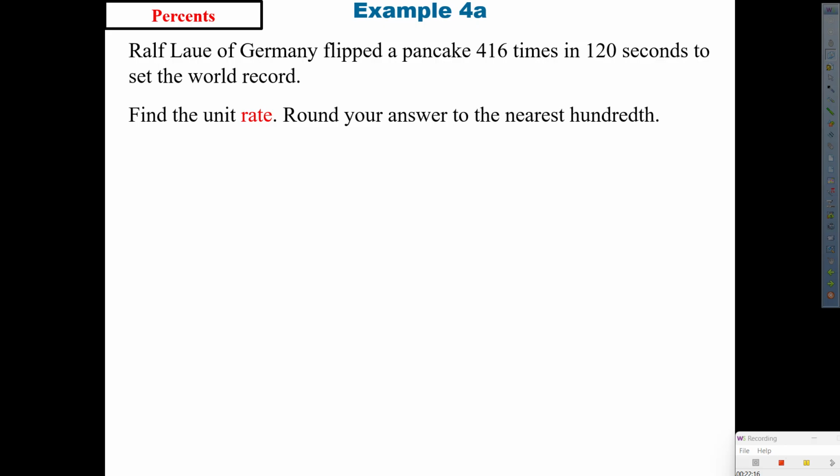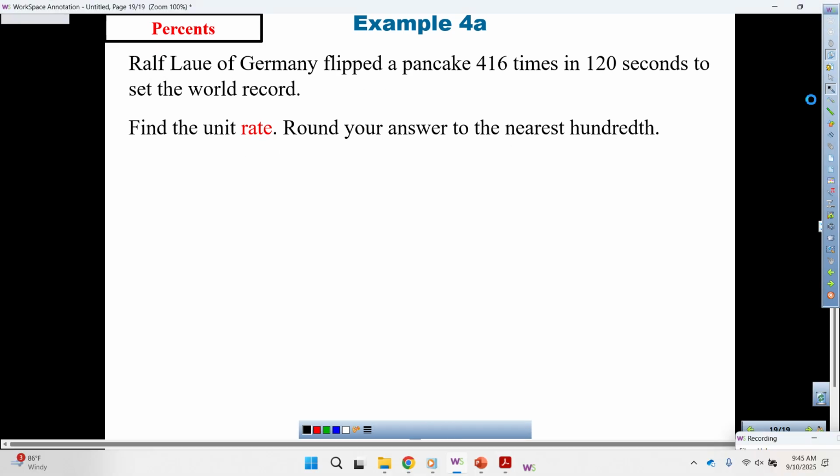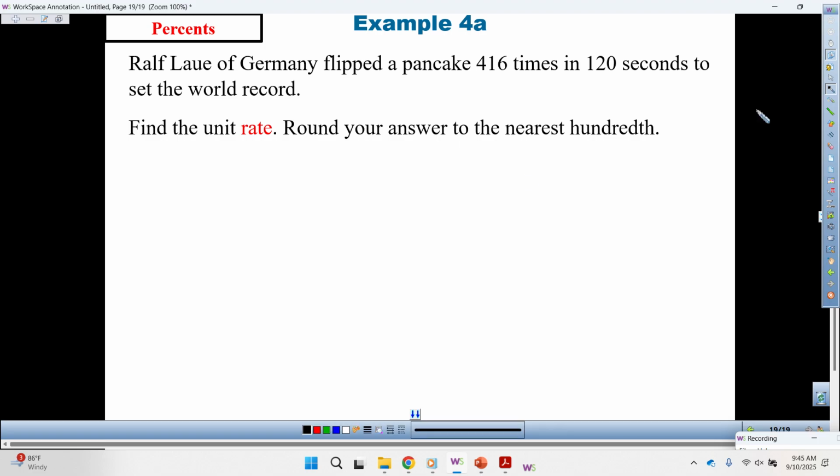416 times. You know what I'm saying? However, it says find the unit rate. So check this out. Look up, please. So in order to make it a unit rate, first I need a ratio. So I'm going to make a ratio with that.